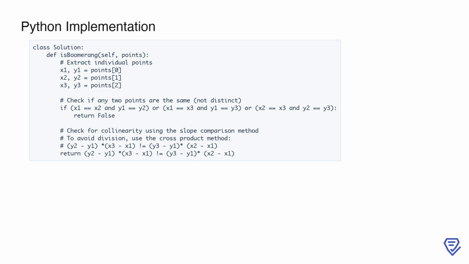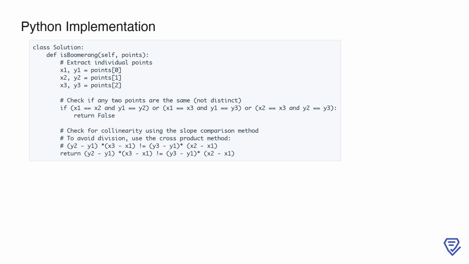3. Check for collinearity. To determine if the points are collinear, lie on the same straight line, we use the cross-product method, which avoids division and is numerically stable. The formula, (y2 - y1) * (x3 - x1) not equal to (y3 - y1) * (x2 - x1), ensures that the slopes between the points are not equal. If the slopes are different, the points form a triangle, making it a valid boomerang. 4. Return the result. The function returns true if the points are distinct and non-collinear, and false otherwise.